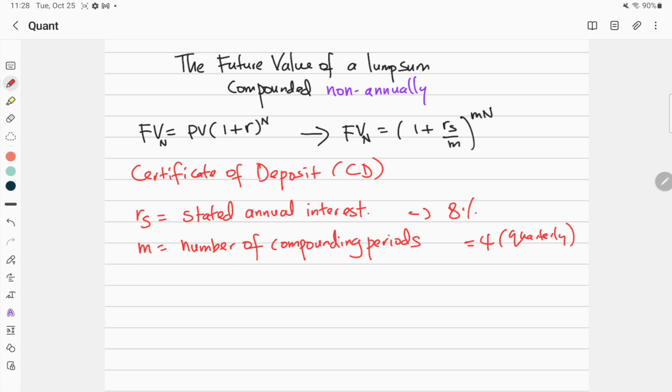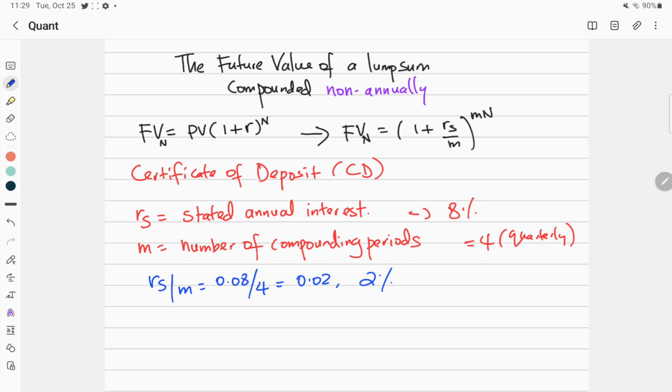If you want to calculate the quarterly interest rate instead of the annual interest rate, the annual rate is what they tell you, which is 8%. But since it's compounded quarterly, every quarter you want to see how much interest rate is applied. So that is Rs over m, which is 0.08 divided by 4. I believe that's 0.02, or 2%.